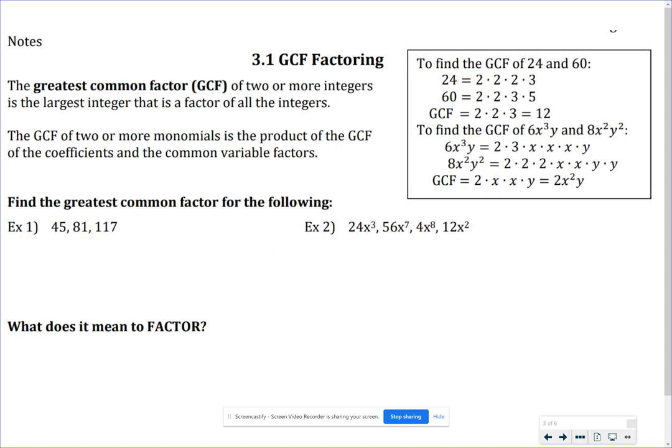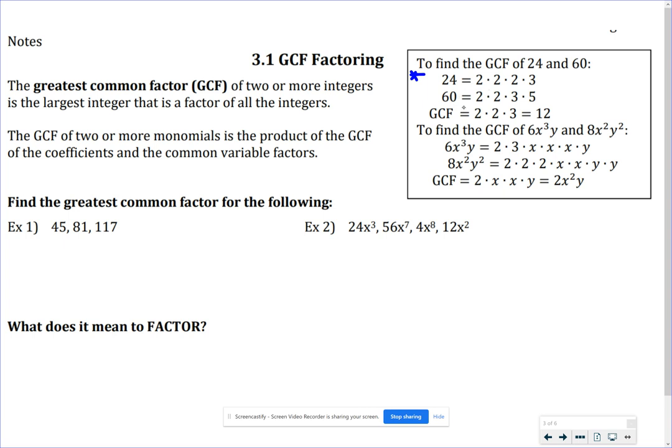So 3.1 GCF factoring. The greatest common factor, or GCF, of 2 or more integers is the largest integer that is a factor of all the integers. In other words, the GCF is the largest integer that will divide evenly into each of the integers you're working with. So for example, if I wanted to find the GCF of 24 and 60, I'm looking for the biggest whole number that will divide into both 24 and 60. So I will find a prime factorization for the 24 and the 60. So the 24 we just did.